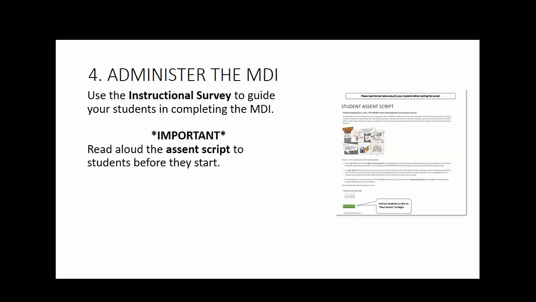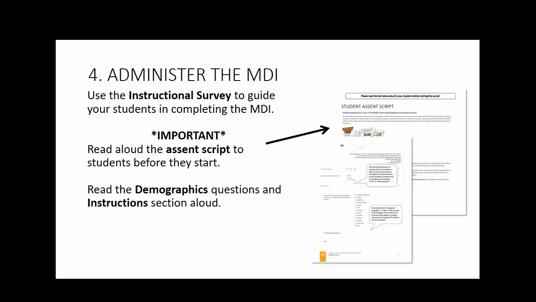So we ask that you read this assent script aloud so that students understand the purpose of the survey, the confidentiality of their responses, and that their participation is voluntary. And after the assent script is read aloud, we ask that you also read the demographic questions out loud. Many students find this section a little bit difficult, so it's really helpful if you can read it out loud and students can follow along. And then after that, most students can read the questions on their own and request assistance as needed.